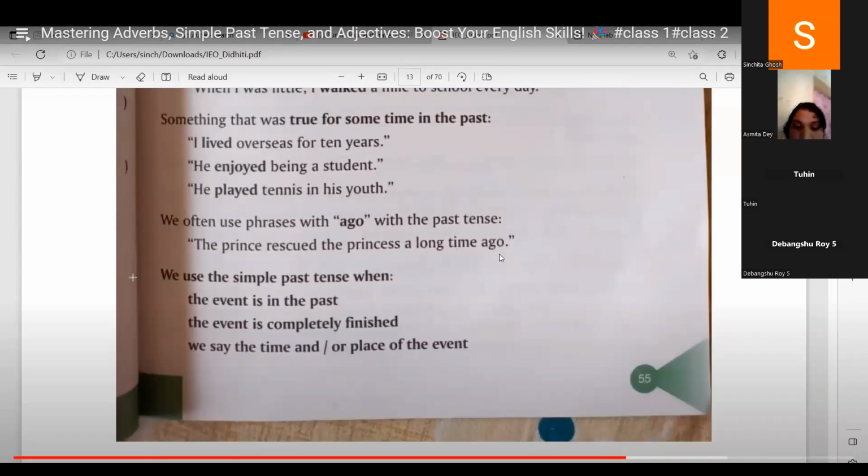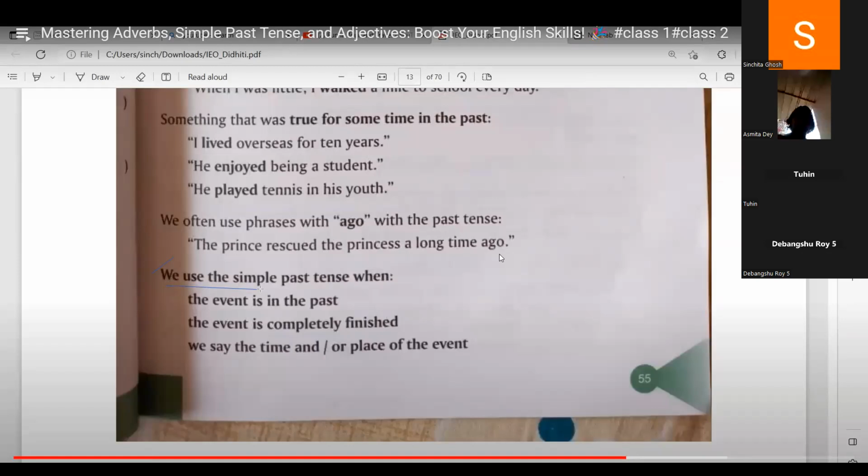We use simple past tense when... Debanshu, can you read it from here? Okay. Tuhin, can you read it from here, beta? Yes, ma'am.